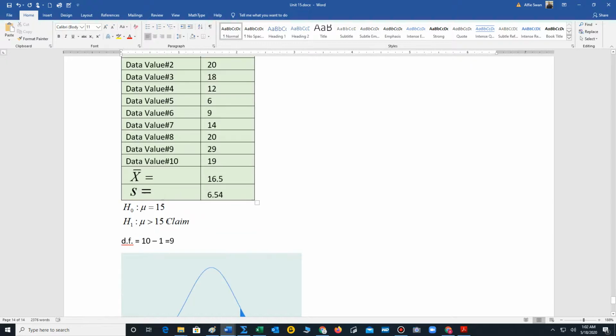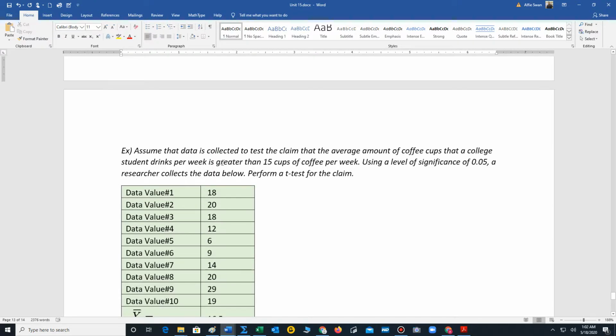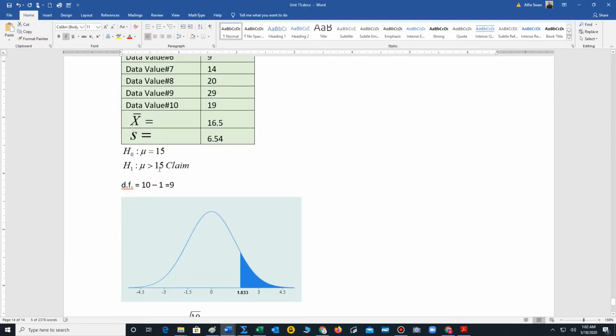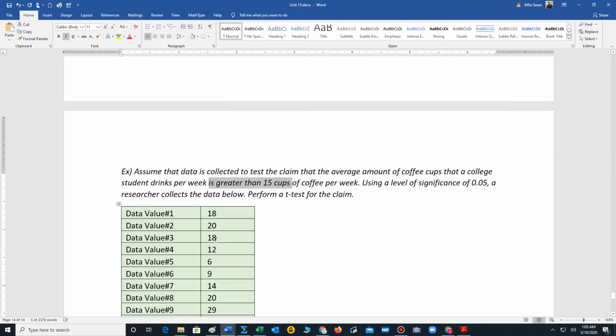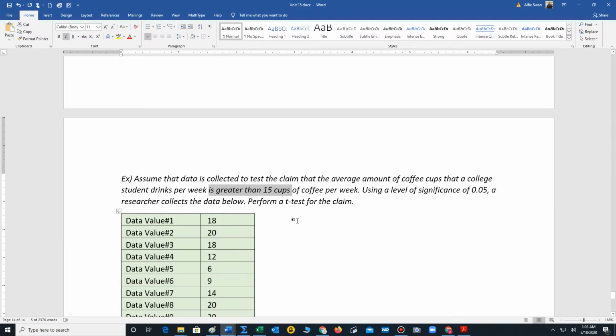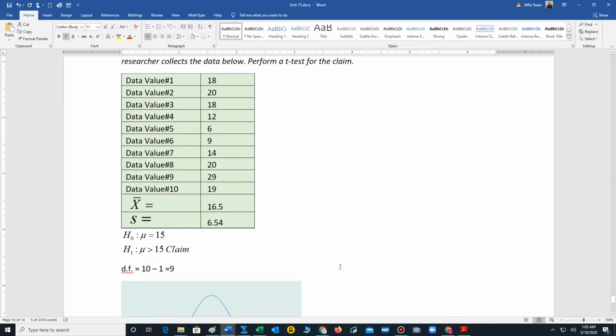Okay. Now we state our claim. So the claim is greater than 15 cups. So mu is greater than 15, that's our claim. That's H sub 1. H naught is mu equal to 15. It is a t-test because sigma is unknown. We know s, not sigma. Compute degrees of freedom. There's 10 data values minus 1 is 9. Our alpha, if we go back to the problem, is 0.05.